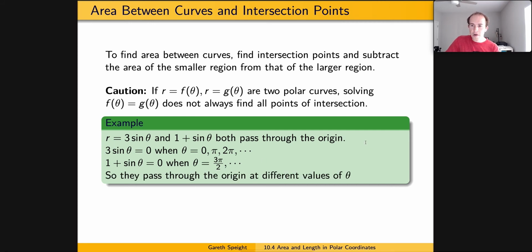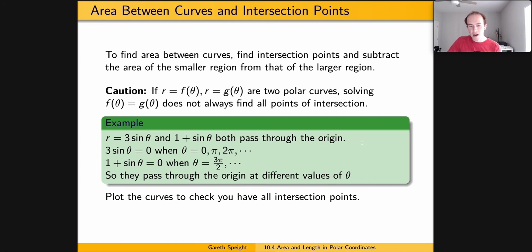Okay, so one thing we can always do is to graph the curves and make sure we got all the solutions. If you have a rough idea of the graph, then you can check how many times you think they intersect, and then you can check you got the right theta values.